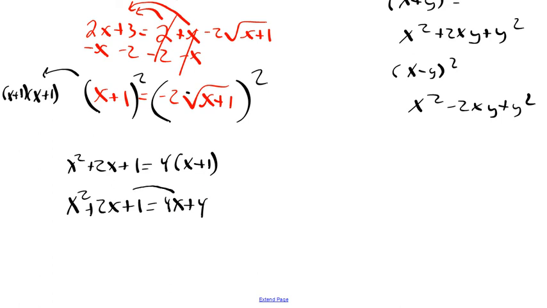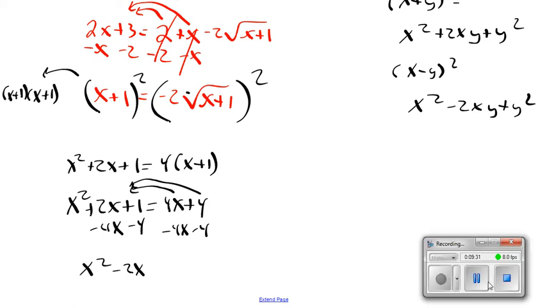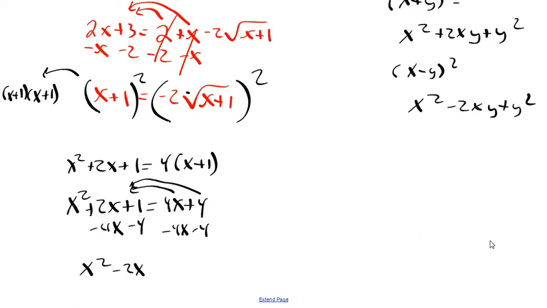Now let's go ahead and move the 4x and move the 4 to the left side. So I'm going to subtract 4x, and I'm also going to do minus 4, minus 4. So x squared minus 2x, and then that becomes minus 3. Oops, my pen went away. Minus 3 equals 0. Okay, so now we want to go ahead and factor this.